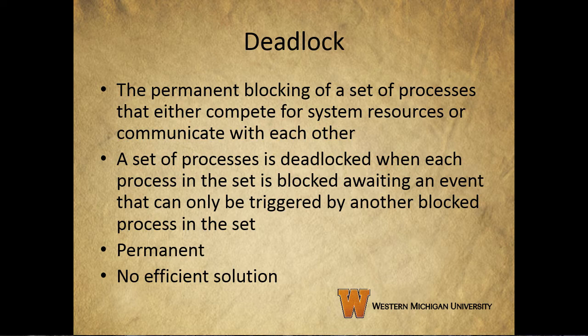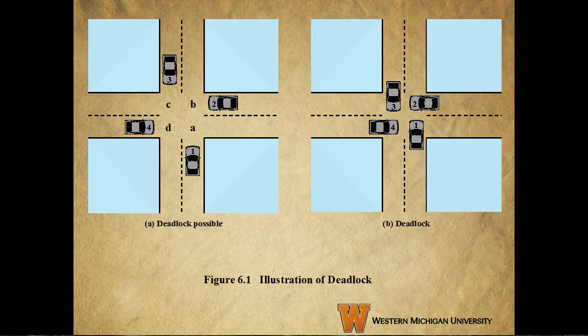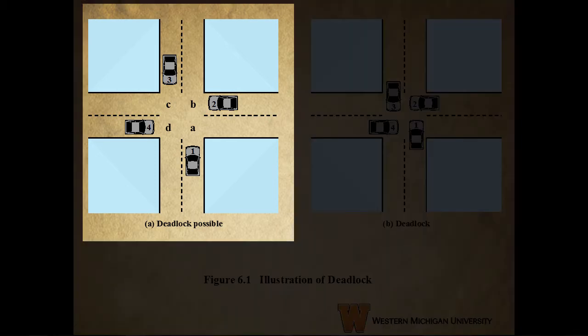And unlike other problems in concurrent process management, there's no efficient solution for deadlock in the general case. I think the best way to understand what deadlock means is to take a look at an example. So for this example, let's take a look at 4 cars that all want to go through an intersection. The cars are analogous to the processes that are trying to move forward and do what they need to do. And the 4 quadrants of the intersection that you see here labeled A, B, C, and D are the resources that each car needs.